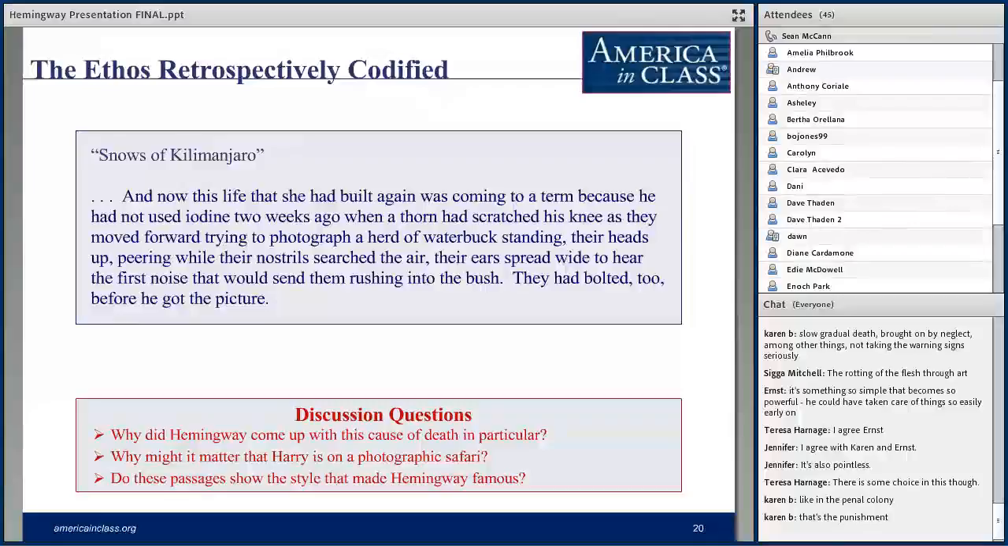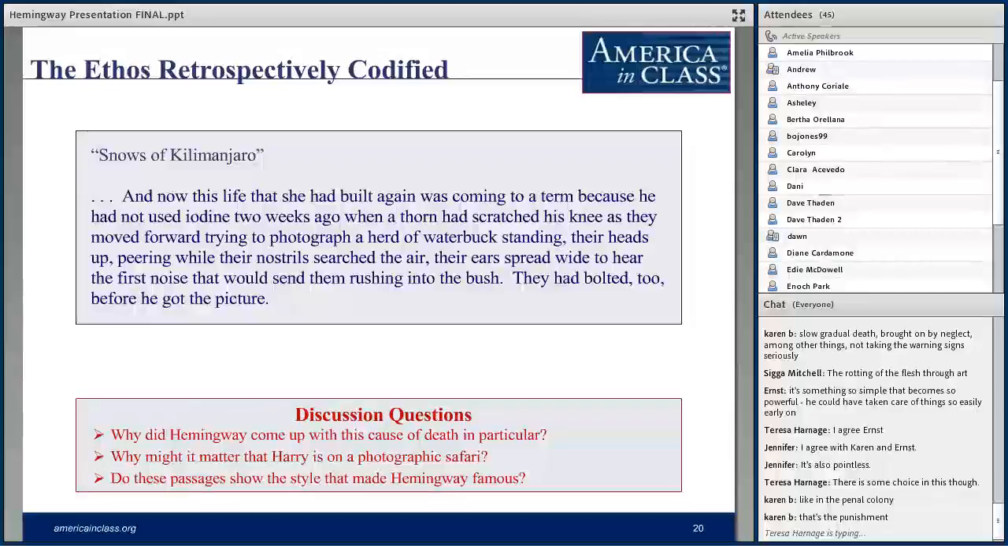Bodies rot, experience is fragile. True art is a heroic encounter with these things. Therefore, bullfighting and hunting can look like writing. I think photography, by contrast, does not look like writing. It looks like mere recording, and therefore a kind of sellout.